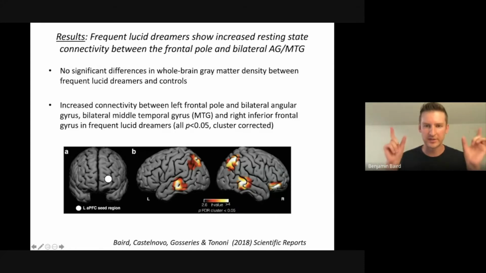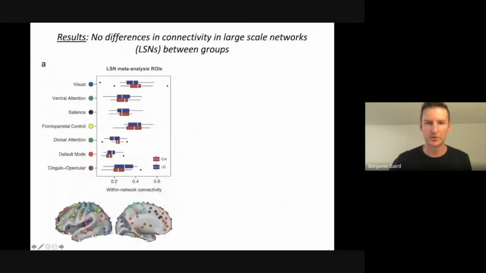So you can look at the thickness of the cortex across the whole brain with different methods, and we didn't see any differences in the density of gray matter or the thickness of the cortex. But we did find that there was increased connectivity between a specific region of the frontal pole and the lateral parietal regions, as well as the middle temporal gyrus. And so you may already be noting to yourself just how much that overlaps with the other study, which I'll come back to in a minute.